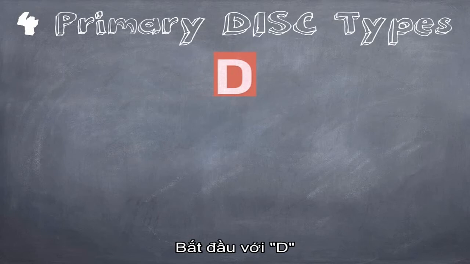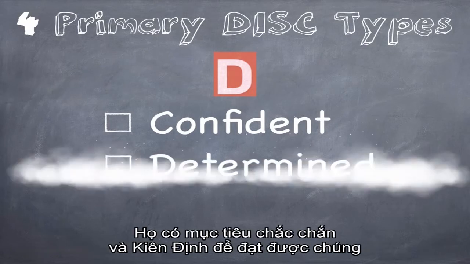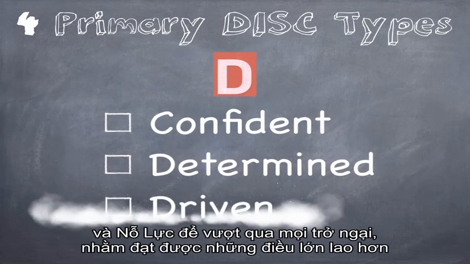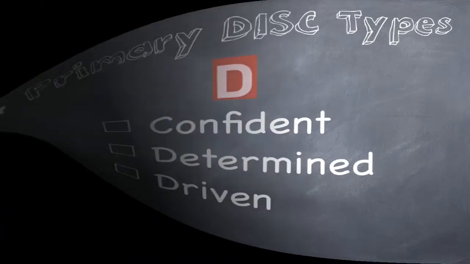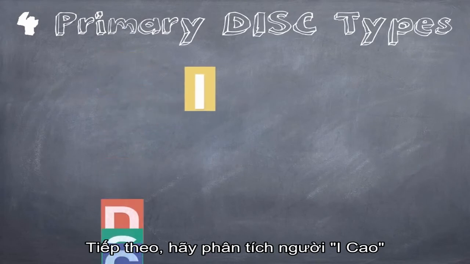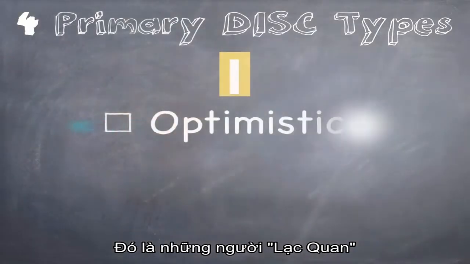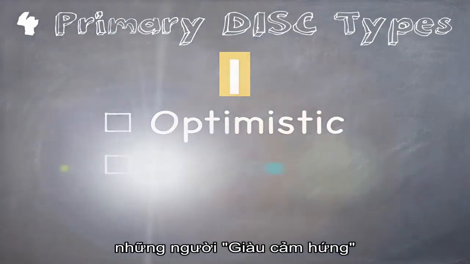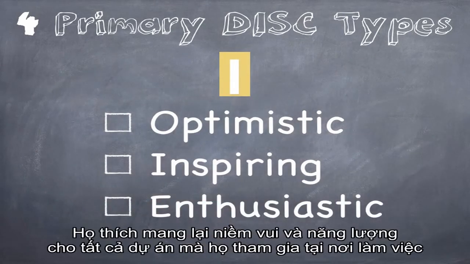Starting with D, people that are high in D are confident individuals. They have a certainty inside where they are also determined and driven to move forward and to accomplish the things in front of them, to create things of significance. Let's move back and take a look at high I and what this scale is measuring. These are people that are optimistic. These are the ones that are inspiring and enthusiastic, that love bringing fun and energy into every project they're involved with.